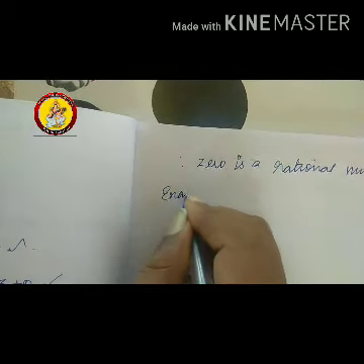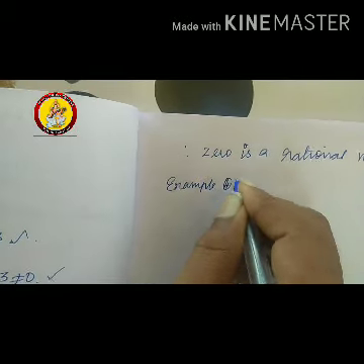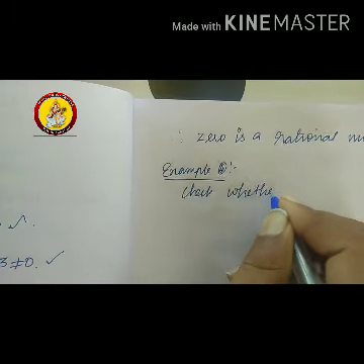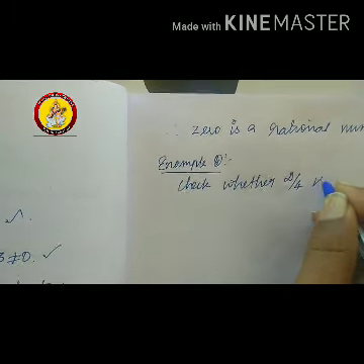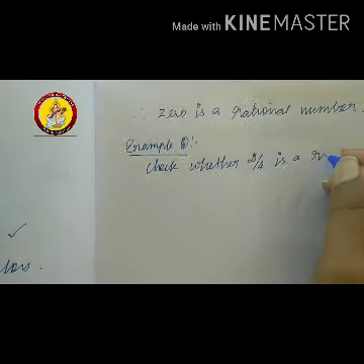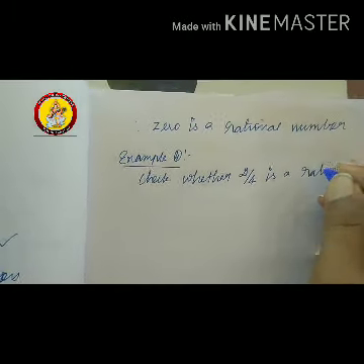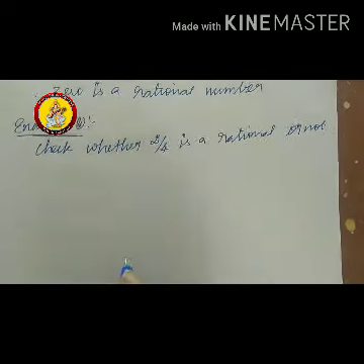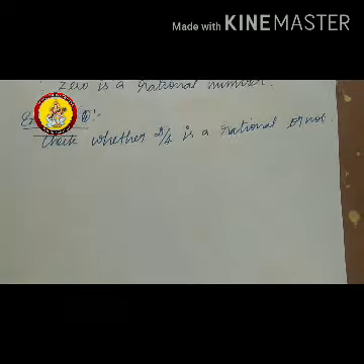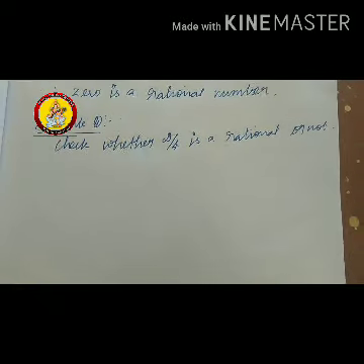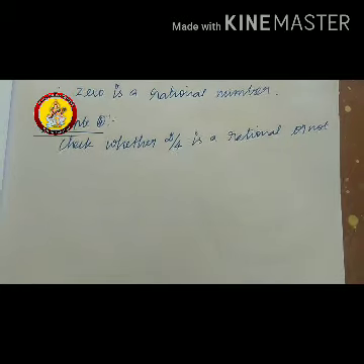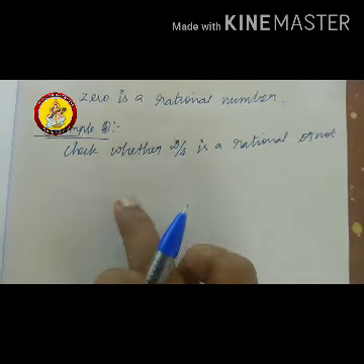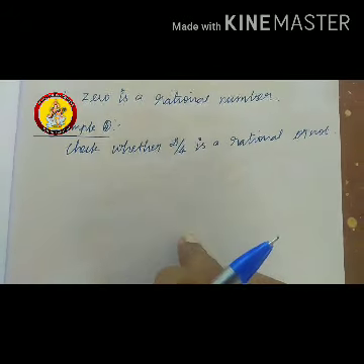Example 4. Check whether 2 by 4 is a rational number or not. Now, apply the conditions. What's the first condition? The format P by Q. Here the numerator is 2 and the denominator is 4. Therefore, the first condition is satisfied. What's the second condition?